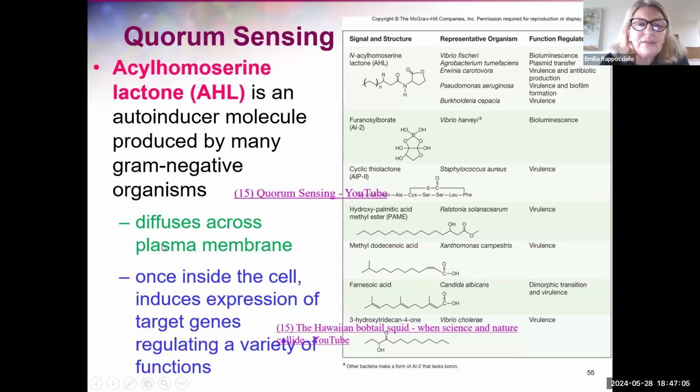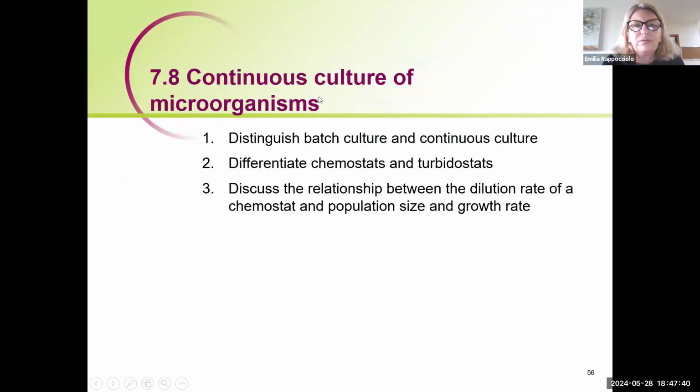And then once it is received by the signal, it causes the change behavior, like expression of genes, which can regulate the different functions. And here you have in this table different examples of acylhomoserine lactones and other signaling molecules. Where are they found and what is the function that is regulated? We don't need to worry about this too much.